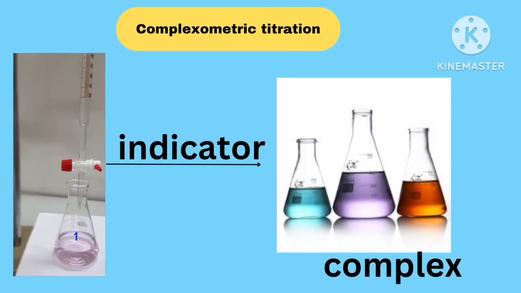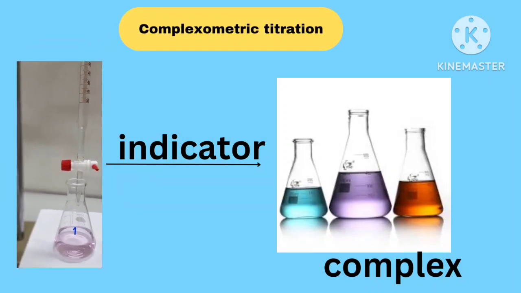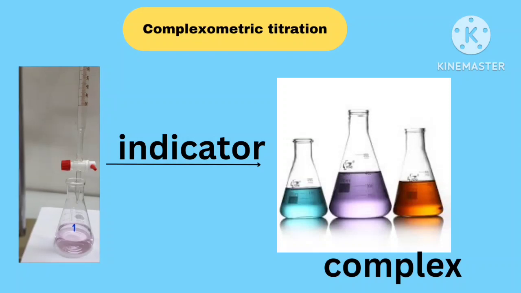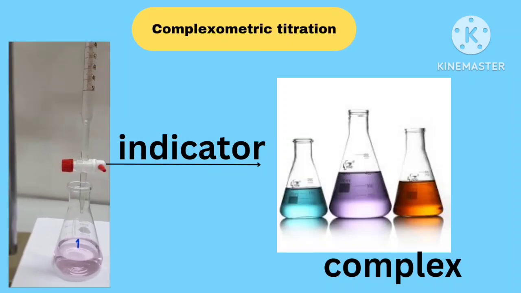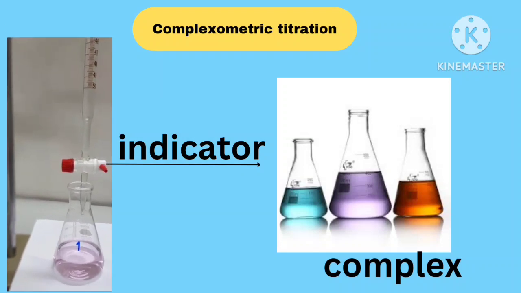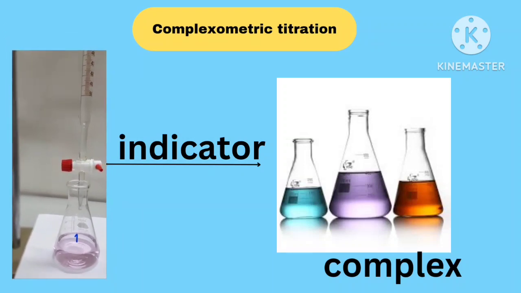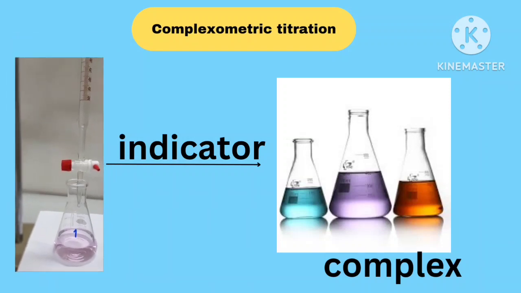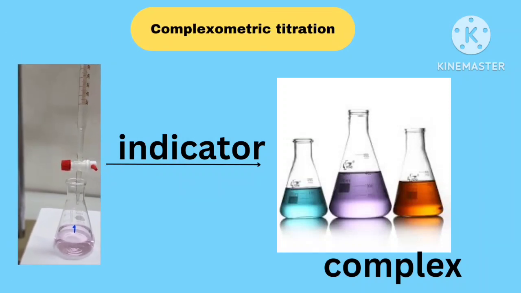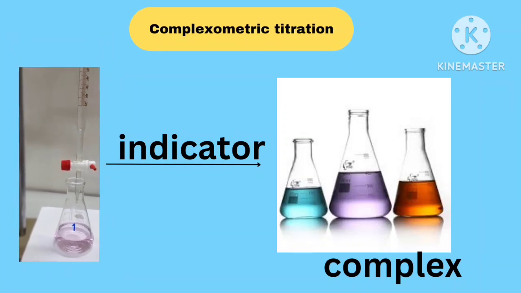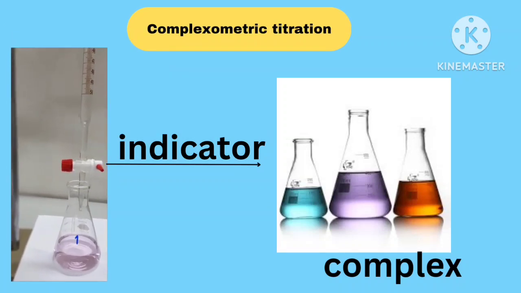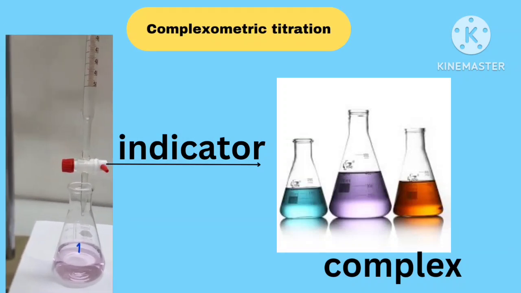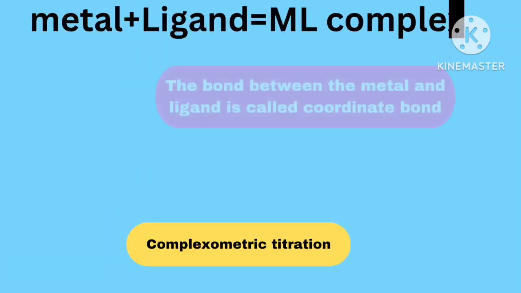It is a titration in which one metal and EDTA are reacted in the presence of a buffer. There is a formation of a complex. This is known as a complexometric titration. Formation of the complex with the help of EDTA and metal ion is called complexometric titration. Mainly, this titration helps to determine the quantity of the metal, how much of the metal is present. I will clarify this further in the next example.